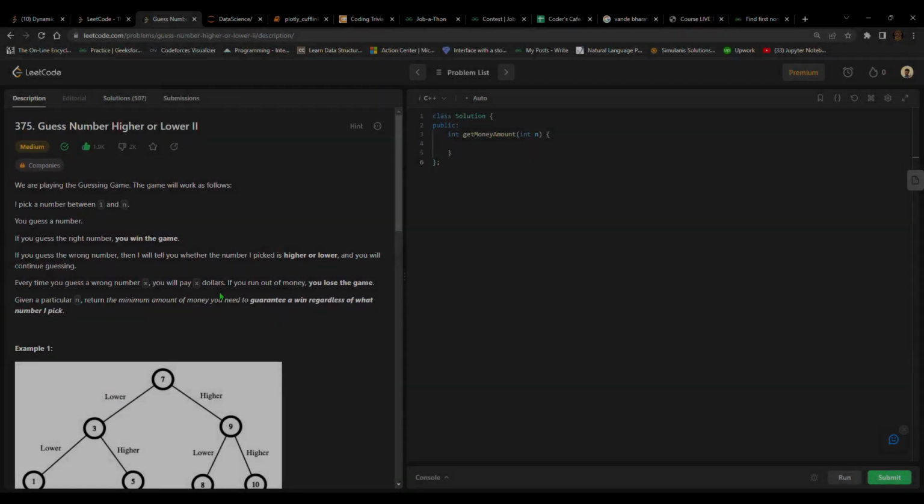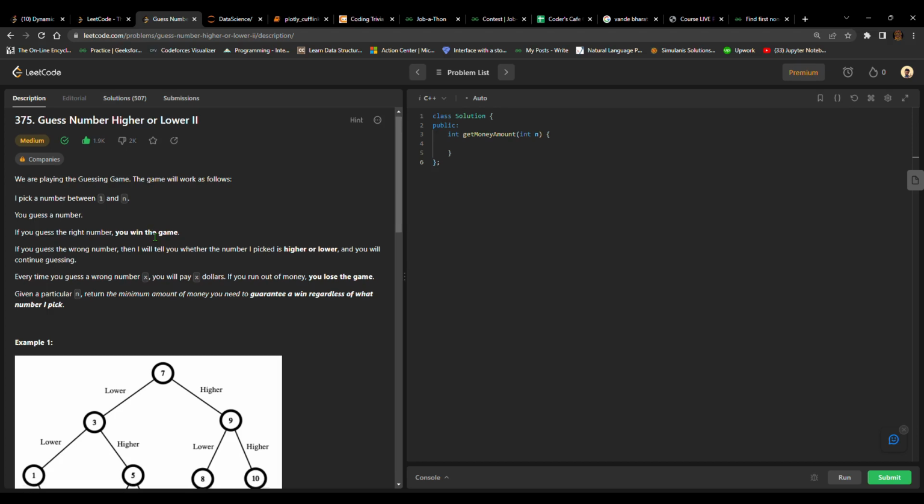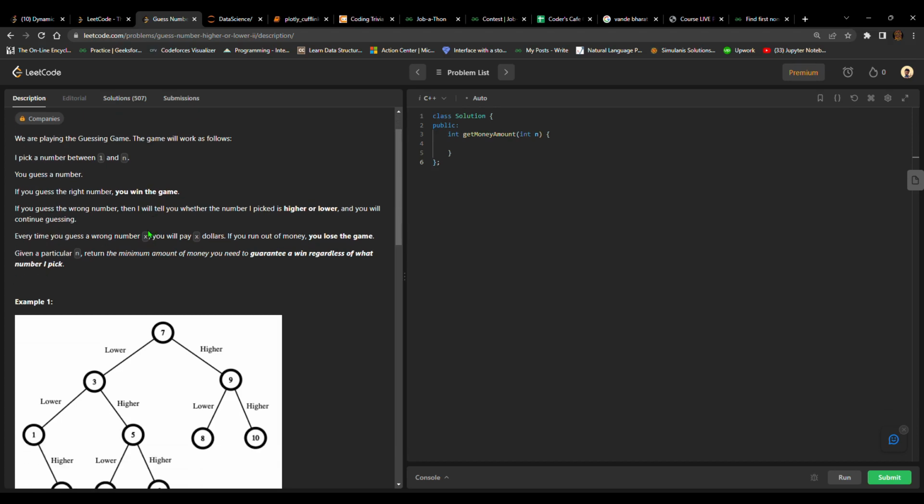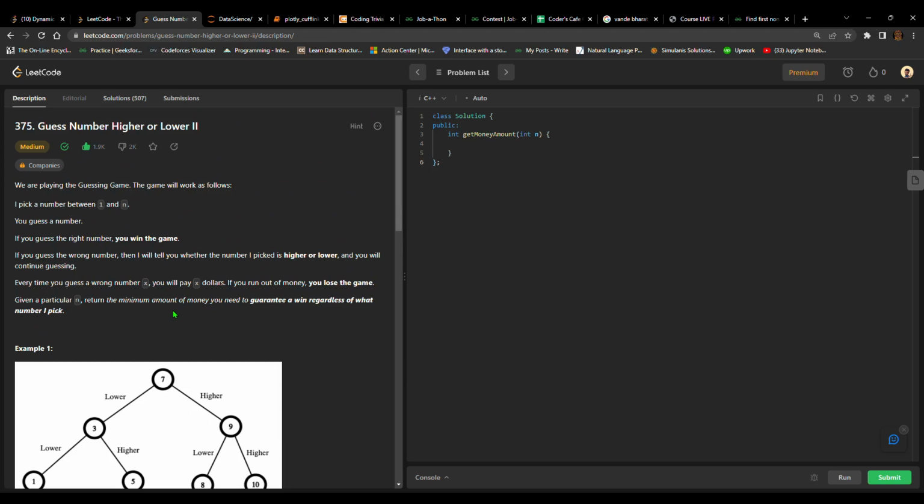So today we will be doing a LeetCode question number 375, that is Guess Number Higher or Lower. The crux of the question is that we will be given a range from 1 up till 7, and we will be guessing some number. Let's say that we guessed 2.